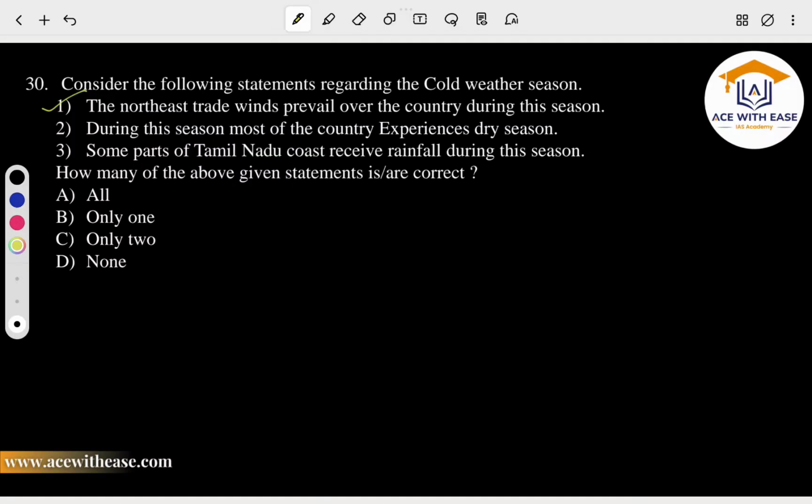During this season, most of the country experiences a dry season. Yes, we find some rainfall only in parts of the northeastern states during the November-December period, but the majority of the regions will be dry. And some parts of Tamil Nadu receive rainfall in this season. Yes, the Tamil Nadu region is dry during the southwest monsoon. Rather, it receives more rainfall during the northeast trade winds period. So which of the following are correct? All the statements here are correct.